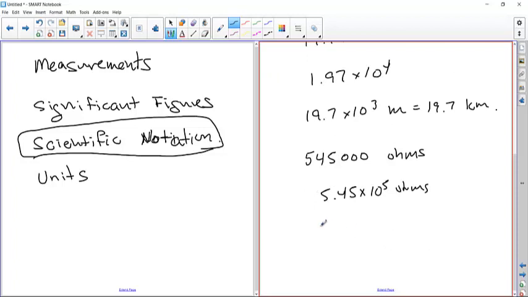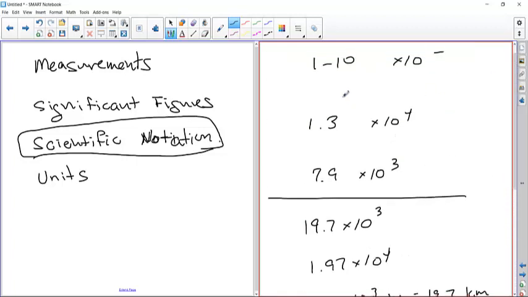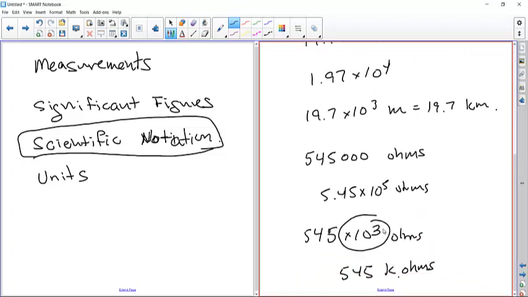Or you could write it as 445 times 10 to the 3rd ohms. And the reason you would do that is because this would be changed into a kilo. So you'd have 545 kilo ohms, K ohms. So that's probably the only time that you wouldn't just use numbers between 1 and 10 to write them in scientific notation, is if for some reason you're wanting to write the magnitude of something in terms of kilo, mega, giga, tera, so forth.